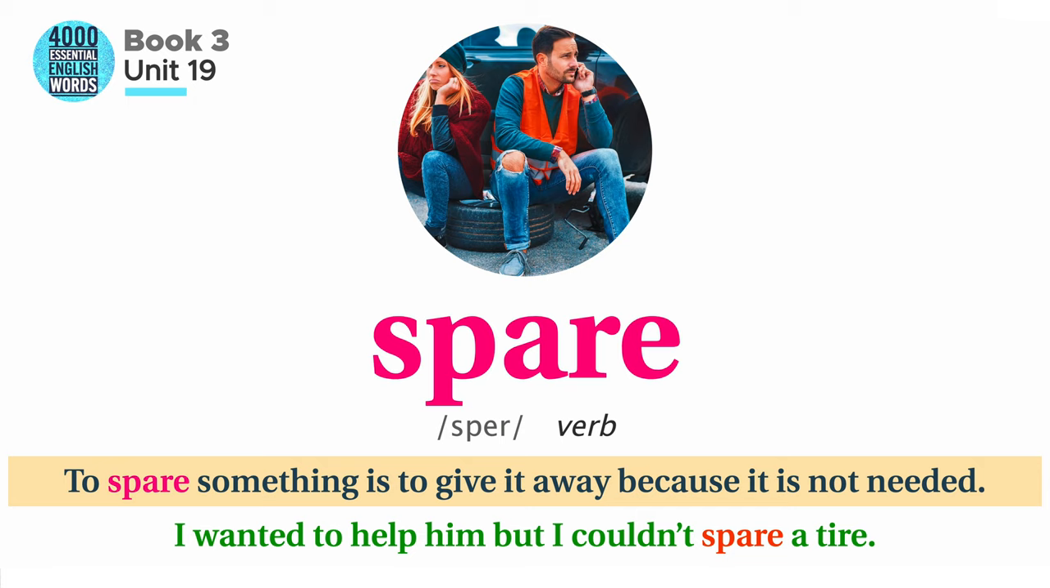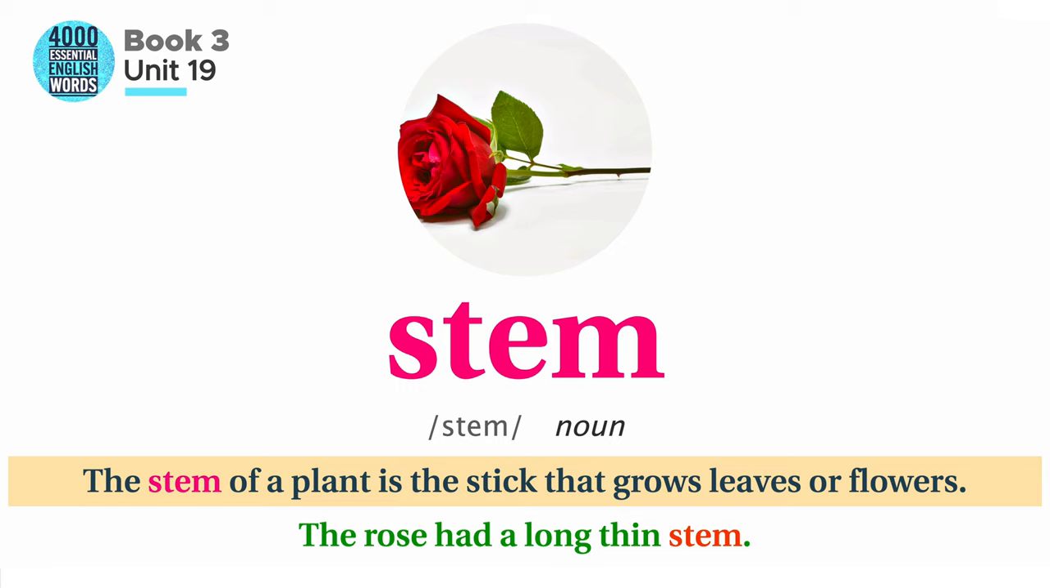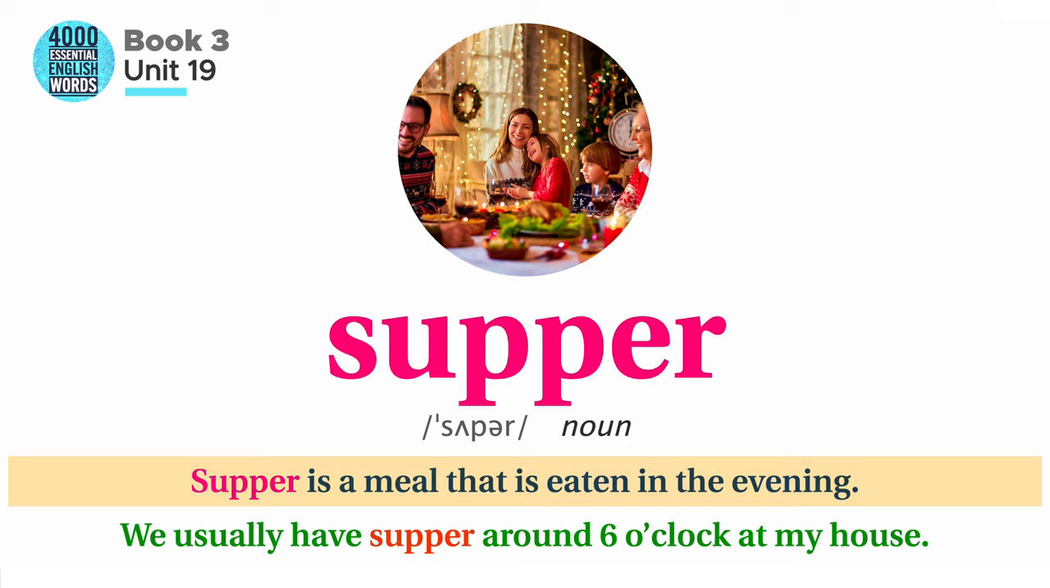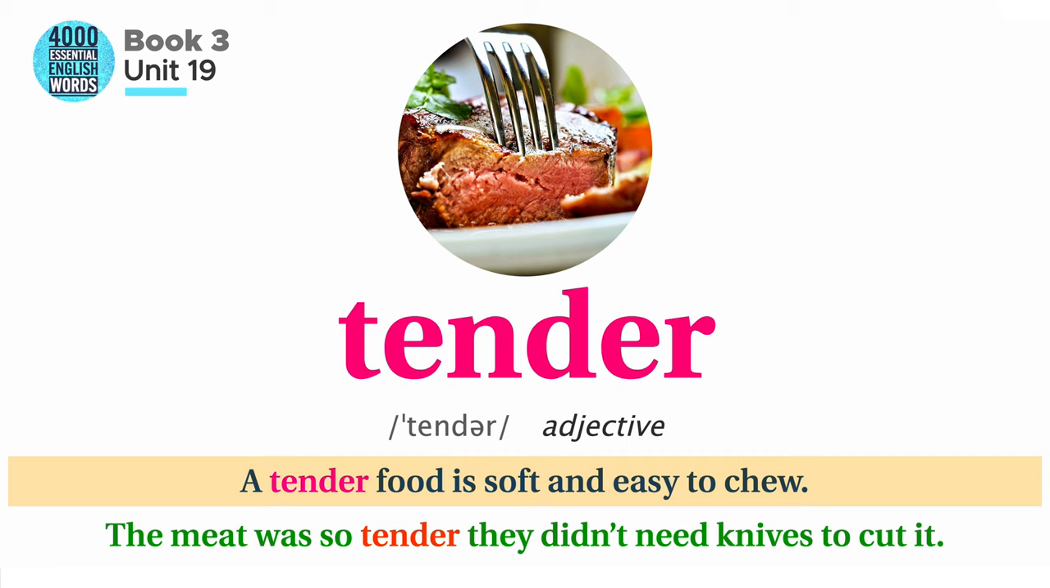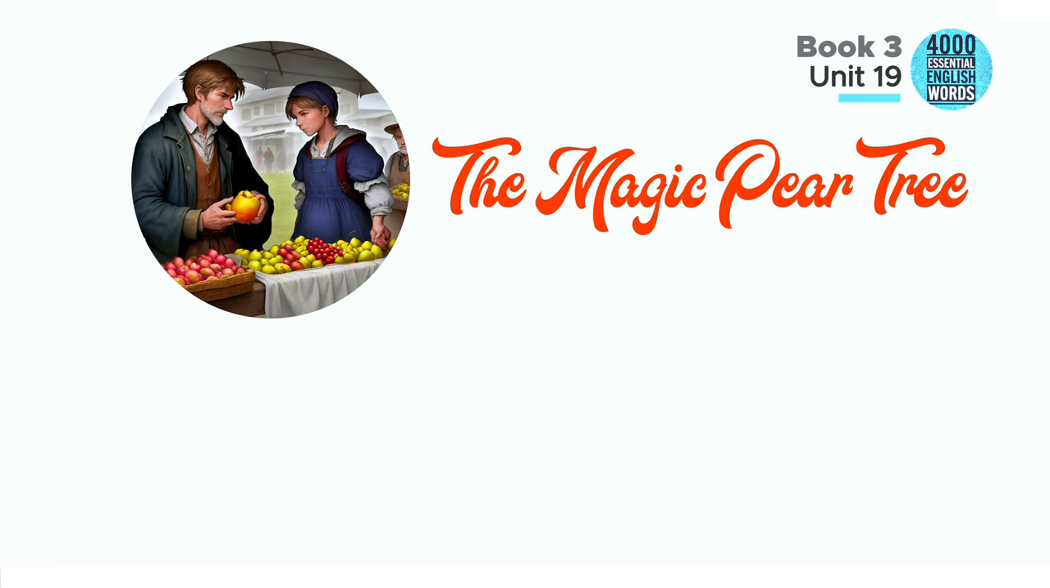Stem. The stem of a plant is the stick that grows leaves or flowers. The rose had a long, thin stem. Supper. Supper is a meal that is eaten in the evening. We usually have supper around 6 o'clock at my house. Tender. A tender food is soft and easy to chew. The meat was so tender, they didn't need knives to cut it.